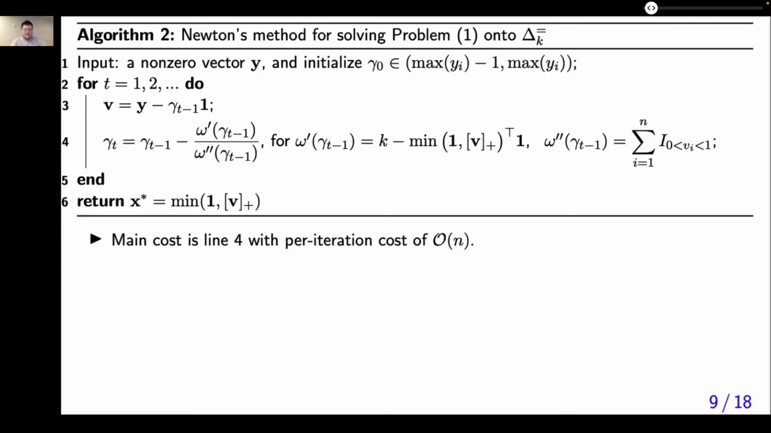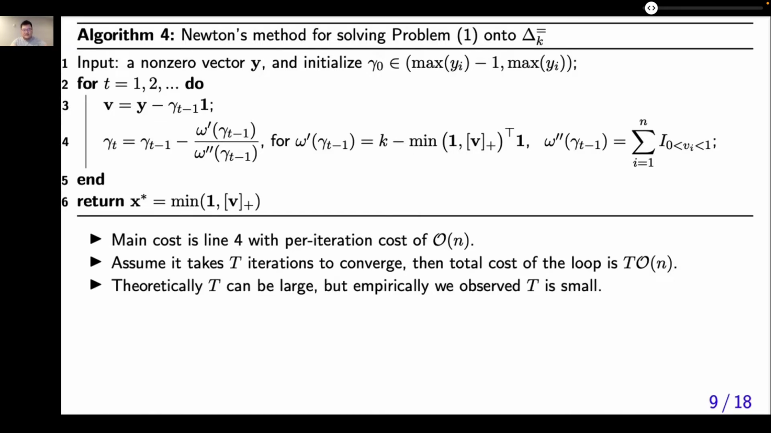So first, we define gamma 0 by some initialization, and then in line 3, we define an intermediate vector v, which relates the input vector y and also gamma. Then in step 4, we perform the Newton's update by computing the gradient and also the Hessian. So the whole algorithm, the main cost is just line 4, with the per iteration cost of O(n), linear cost. And assuming it takes t iterations to converge, then the whole algorithm will take t times O(n) cost.